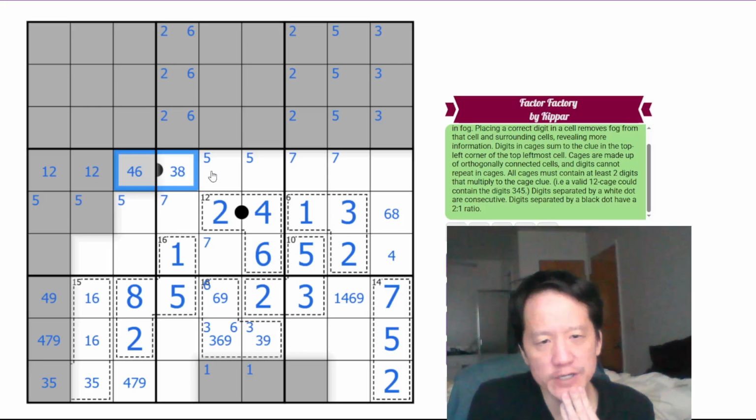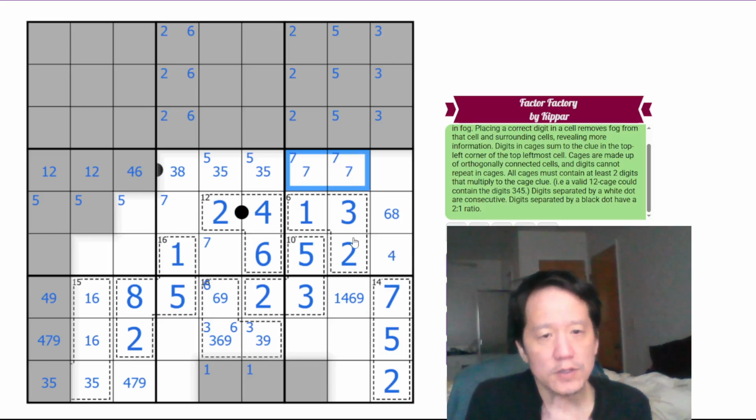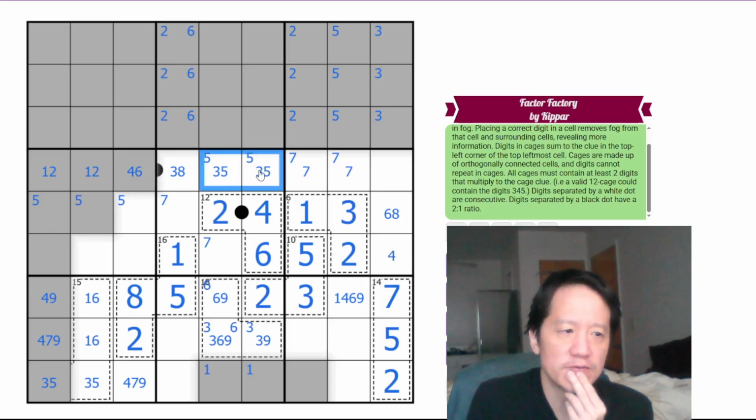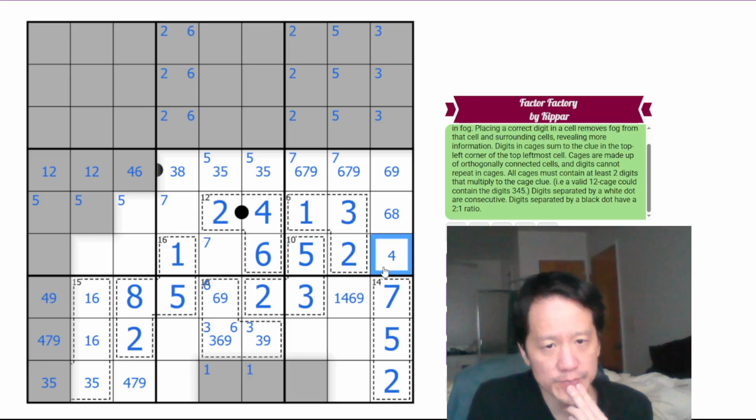So if this is 4-8, that forces this to be what? 5 has to be here. So this would have to be 3 and 5 if that's the case. So 4-8, we need 3 and 5 here. Seven would have to be here. So 4, 8, 3, 5, that would be 7, 6, and 9 here. And this would be 8 and 4.